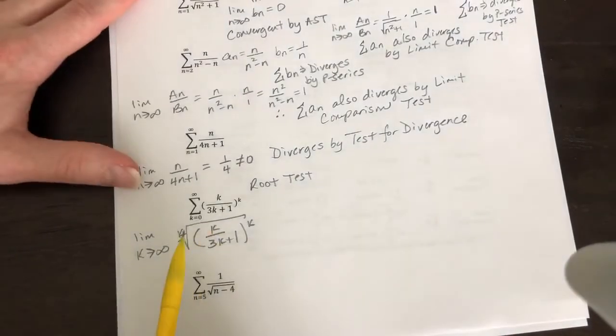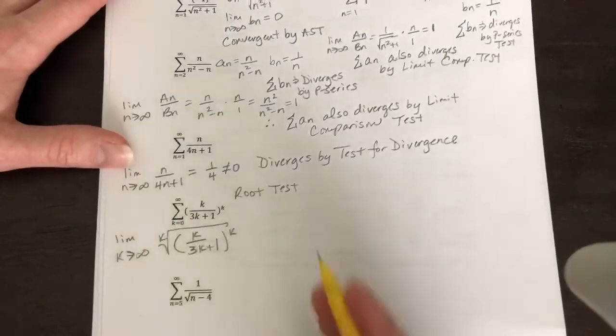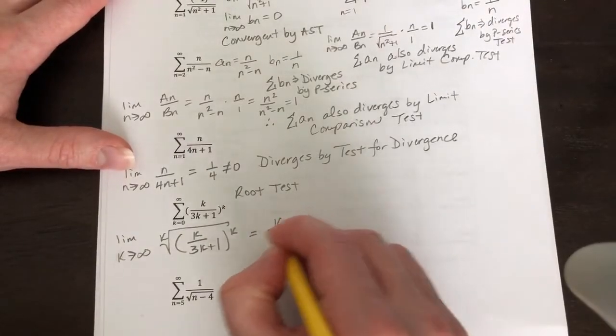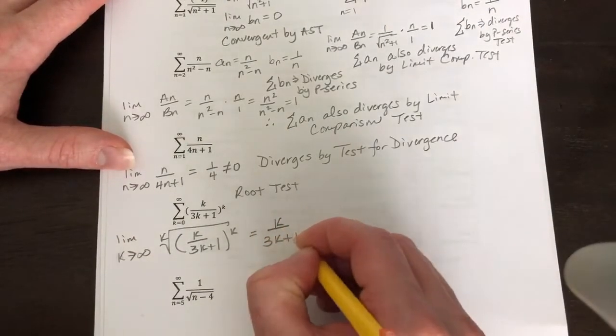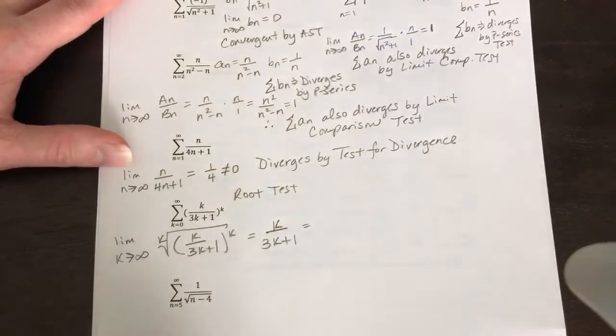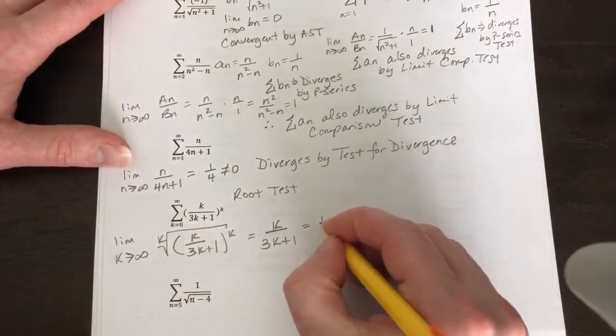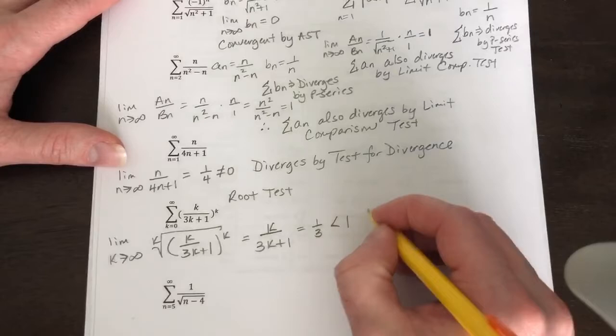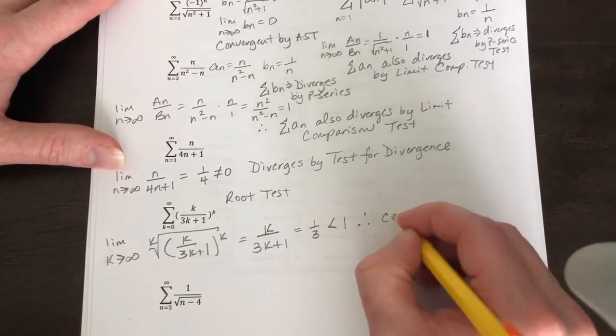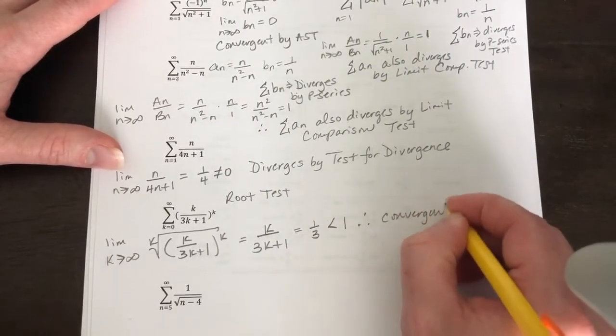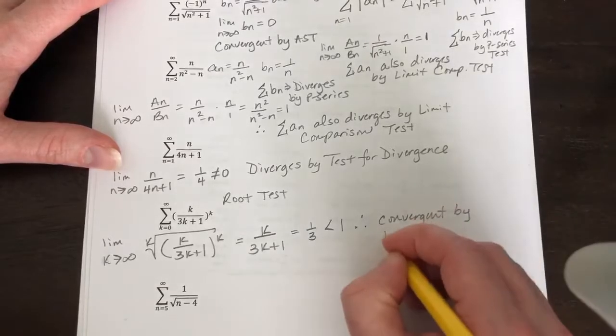So what happens is this cancels this, and we're left with that. Now, our limit as we go to infinity of this is going to be 1/3. It's less than 1, therefore convergent by root test.